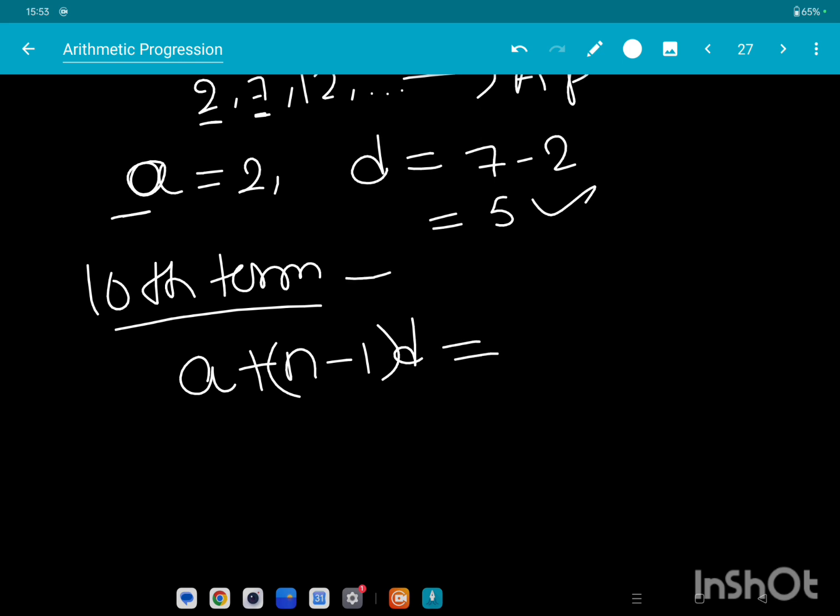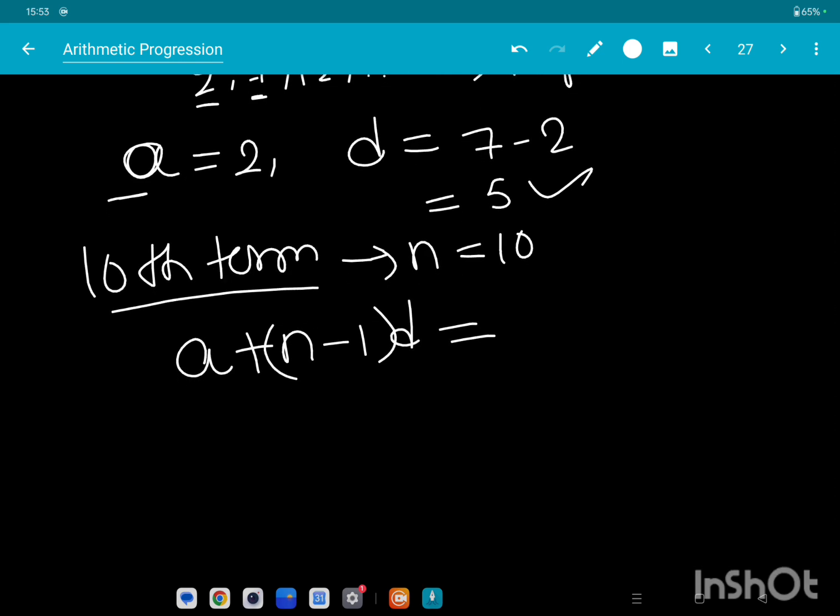So here the n value is, n is equal to 10, because we need the 10th term only, right? So the n value is 10. Now what is the a value here?